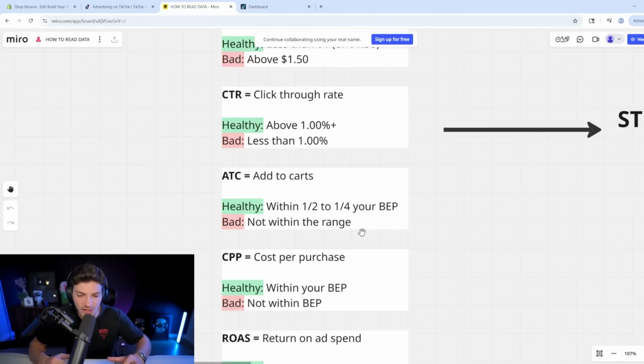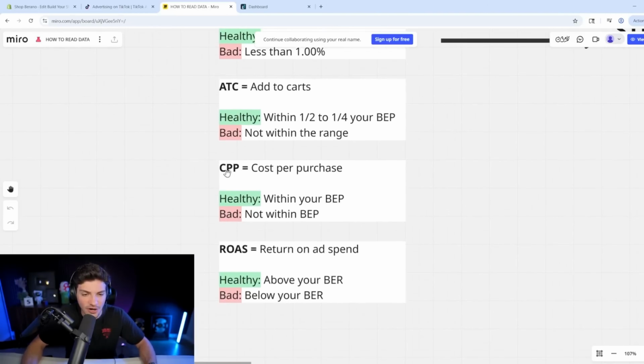So we'll explain what to do if you're not getting add to carts, because there could be a chance your ad sucks, so you're not getting enough clicks, but there could be a chance your ads are good, but your offer sucks, so nobody's adding to cart. So we'll explain that. From there, we have our cost per purchase. So essentially, you want to be getting sales on your website for less than your break-even point. So theoretical situation, let's say you have a $10 product, you're selling for $30.